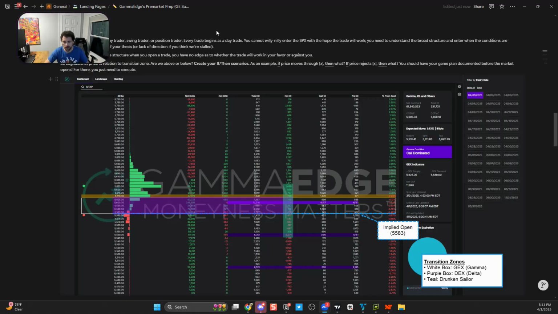But just to recap this, the reason that we do the process the way that we do and the way that we develop those transition zones is because we have very good go, no go zones on an intraday basis. So in between the GEX transition, DEX transition zones, and really the drunken sailor zones, this is where you should experience choppy price action.